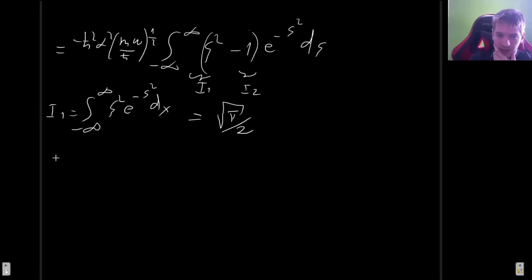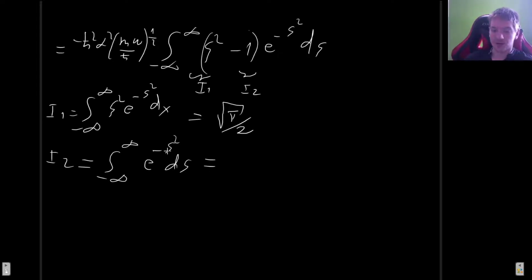The second integral, I2, without this minus, right? We are going to leave that minus outside for now. This is just going to be the integral from minus infinity to infinity of e to the minus xi squared dxi, but this is just a Gaussian integral.